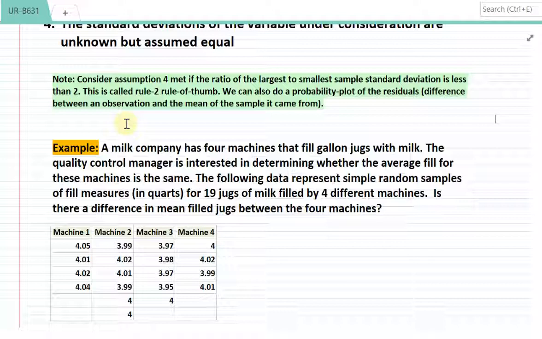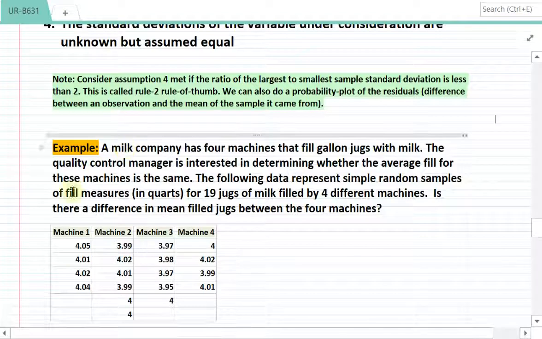The following data represent simple random samples, assumption 1, of fill measures in quarts for 19 jugs of milk. Now remember, I believe 4 quarts to a gallon. So these numbers should be mostly about 4, each of them, for each of these jugs of milk, filled by 4 different machines. Question: is there a difference in mean filled jugs between the 4 machines? We're talking about population means. That means if all of these milk jugs that are produced, thousands and thousands from machine 1 versus thousands from machine 2 and so on.